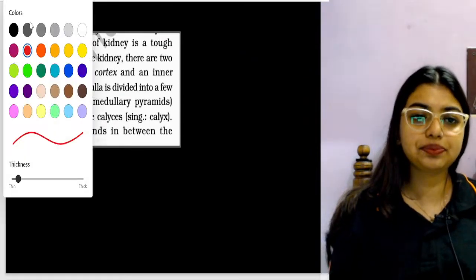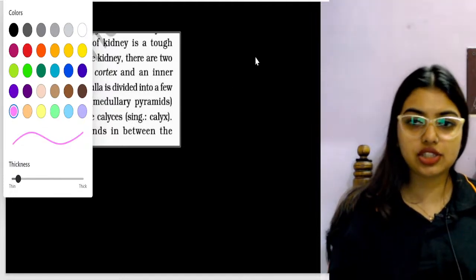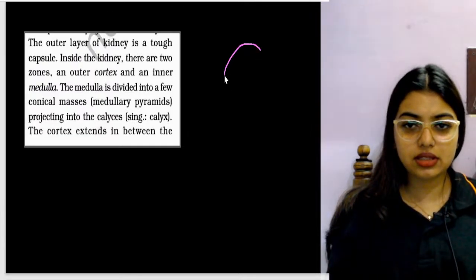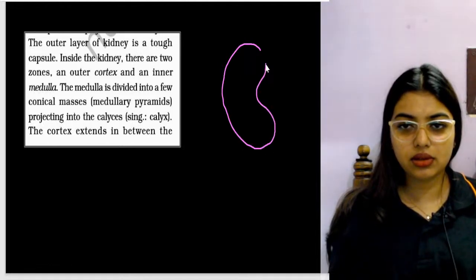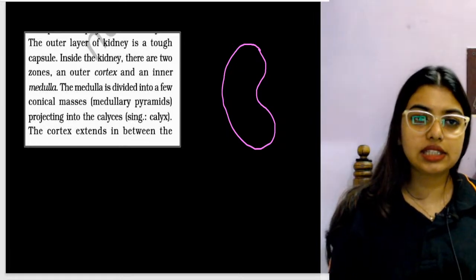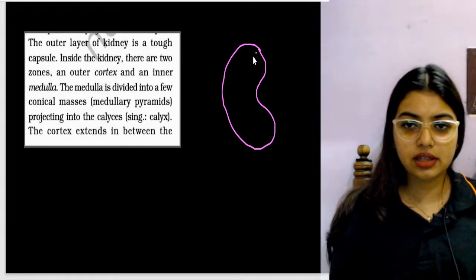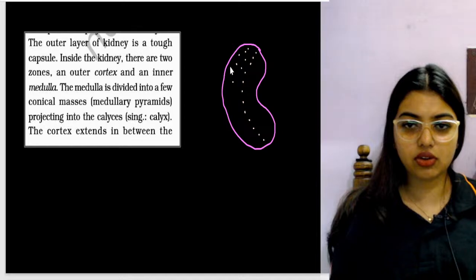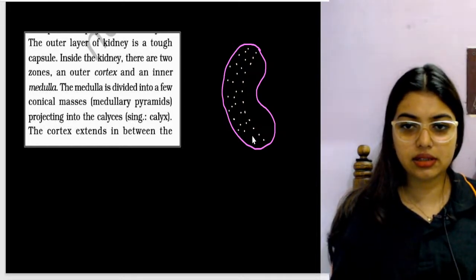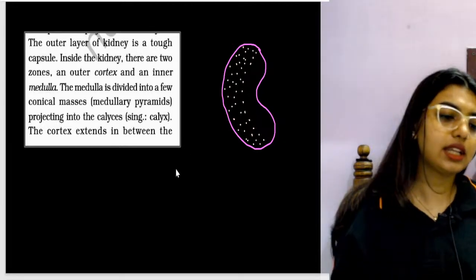So students, look here, kidney has two zones. Okay, this is your kidney. I think with pen I can draw a better kidney than on board. Okay, this is a beautiful kidney. This kidney has two zones. Let's do the separation like this. Let's say this is your cortex. Outermost area is your cortex. And this is your inner area, innermost area, which is your medulla.